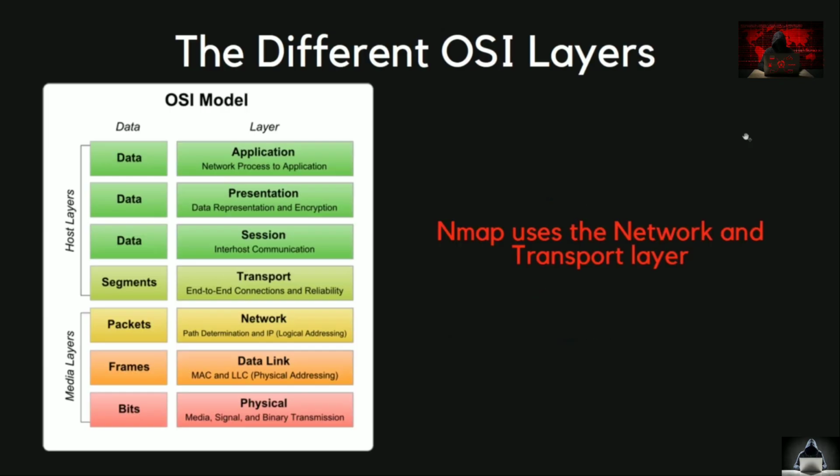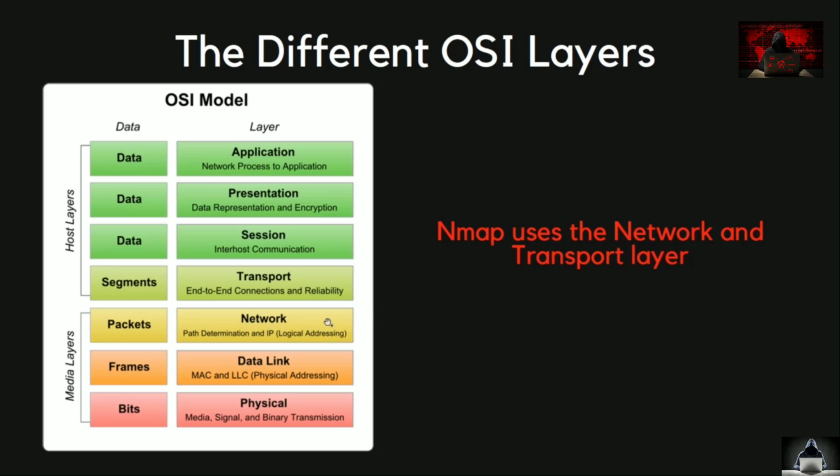Alright, so if we just look at the different OSI layers that the OSI model is built upon, you have the 7 layers, and the most important ones that we're going to be focusing on are the network layer and the transport layer. Alright, so as you can see here, we have the network and the transport layers.